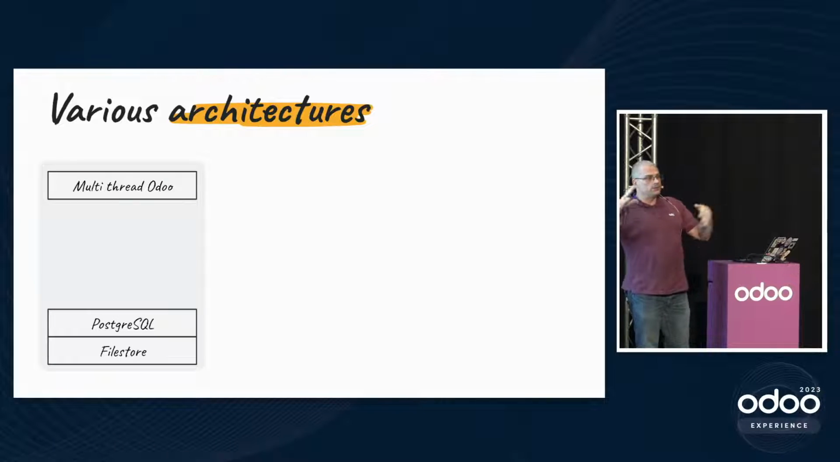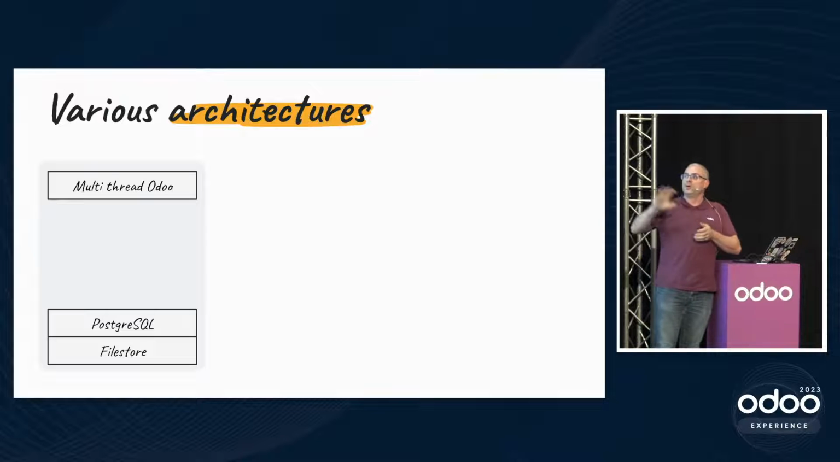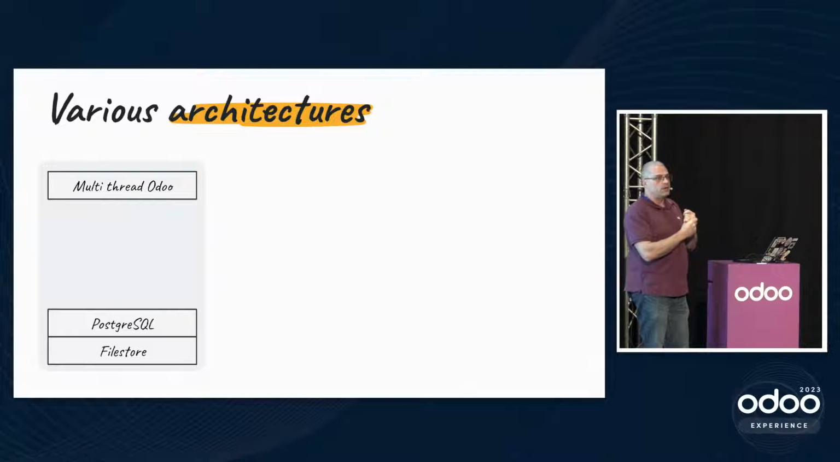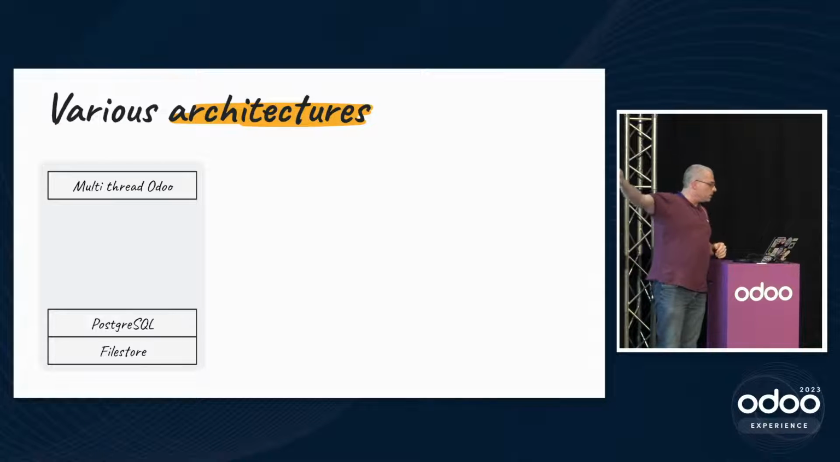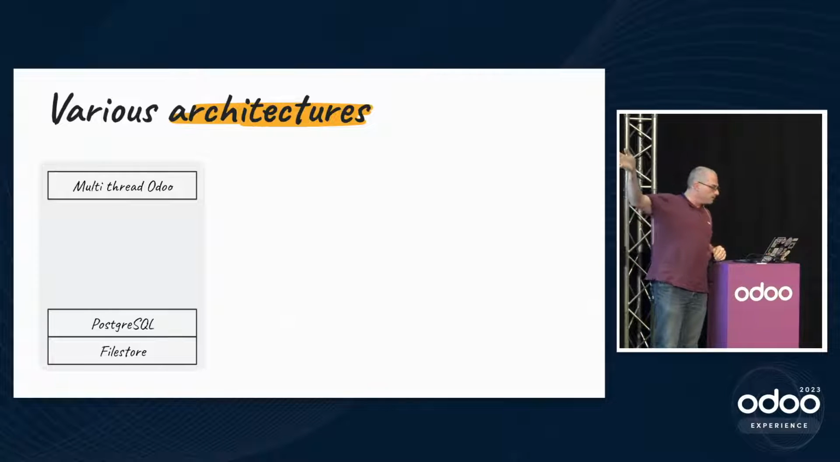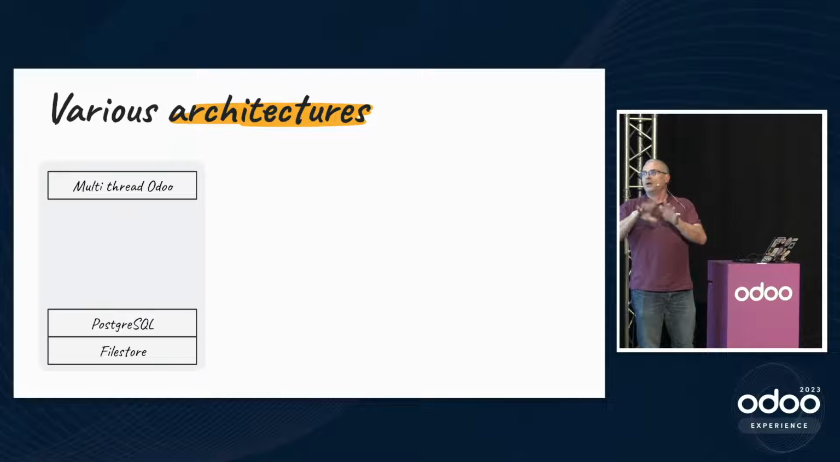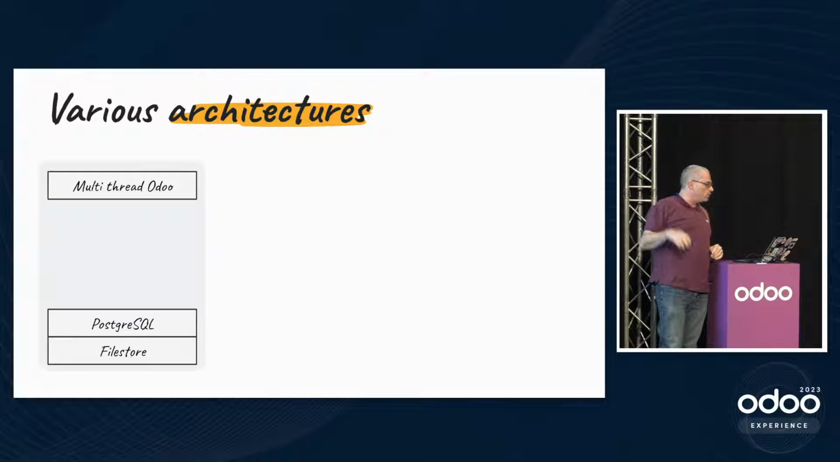I will describe the various situations in which you can deploy Odoo. We saw this in the first slide: it's the simplest one, the multi-thread architecture. Out of the box, this is how Odoo is working. I've downloaded the installer, put it on a server, and started the process. Here is what you get. But we saw that it's not the recommended way.